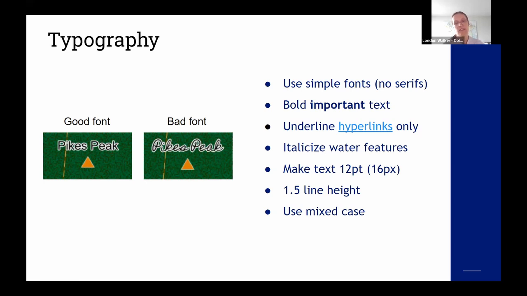Just to the right of that is another one, also says Pikes Peak, but it's in cursive. This is more difficult for people to read. It could be hard for people who are just learning English to read as well, so keep your fonts simple. Bold only important text, underline hyperlinks only, italicize water feature, and other good cartography, typography practices. Make text 12 point at a minimum.